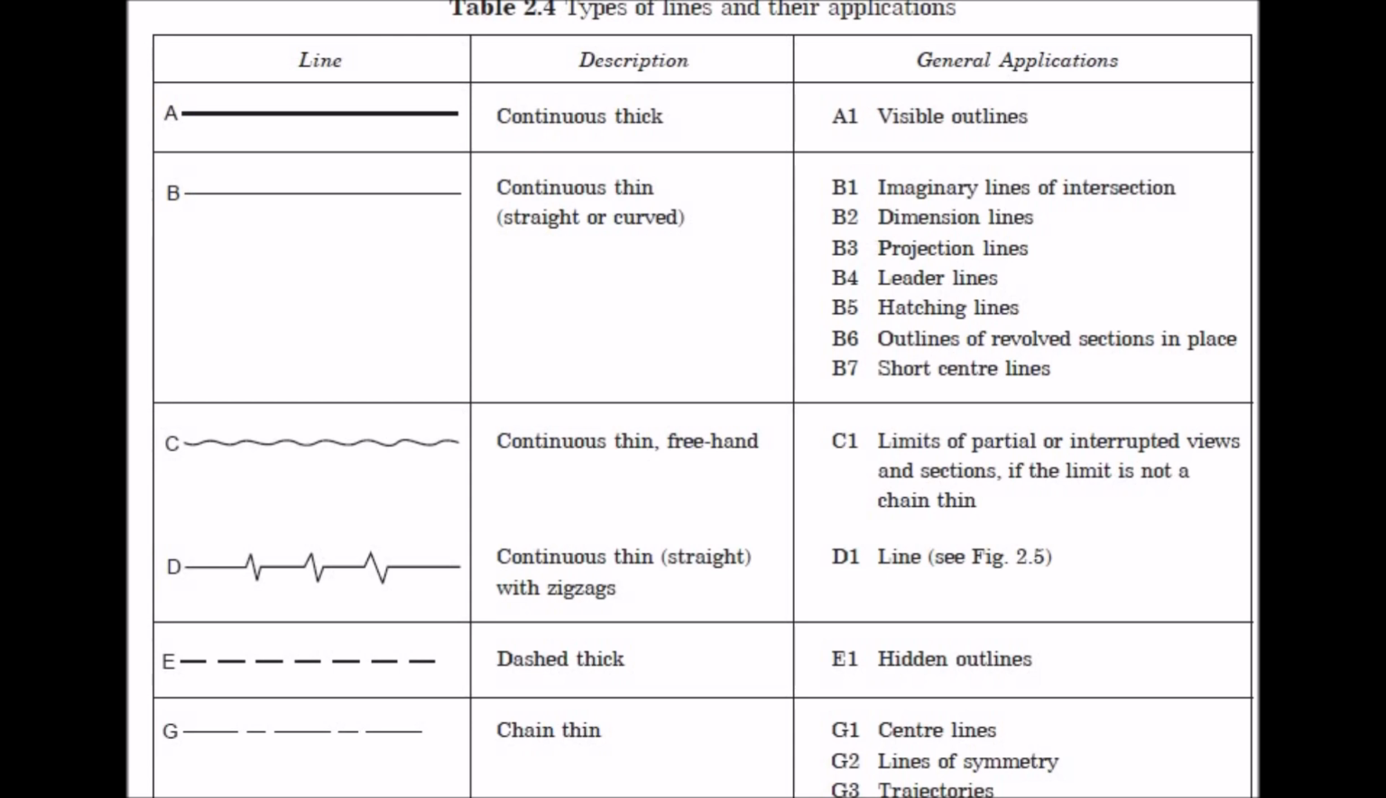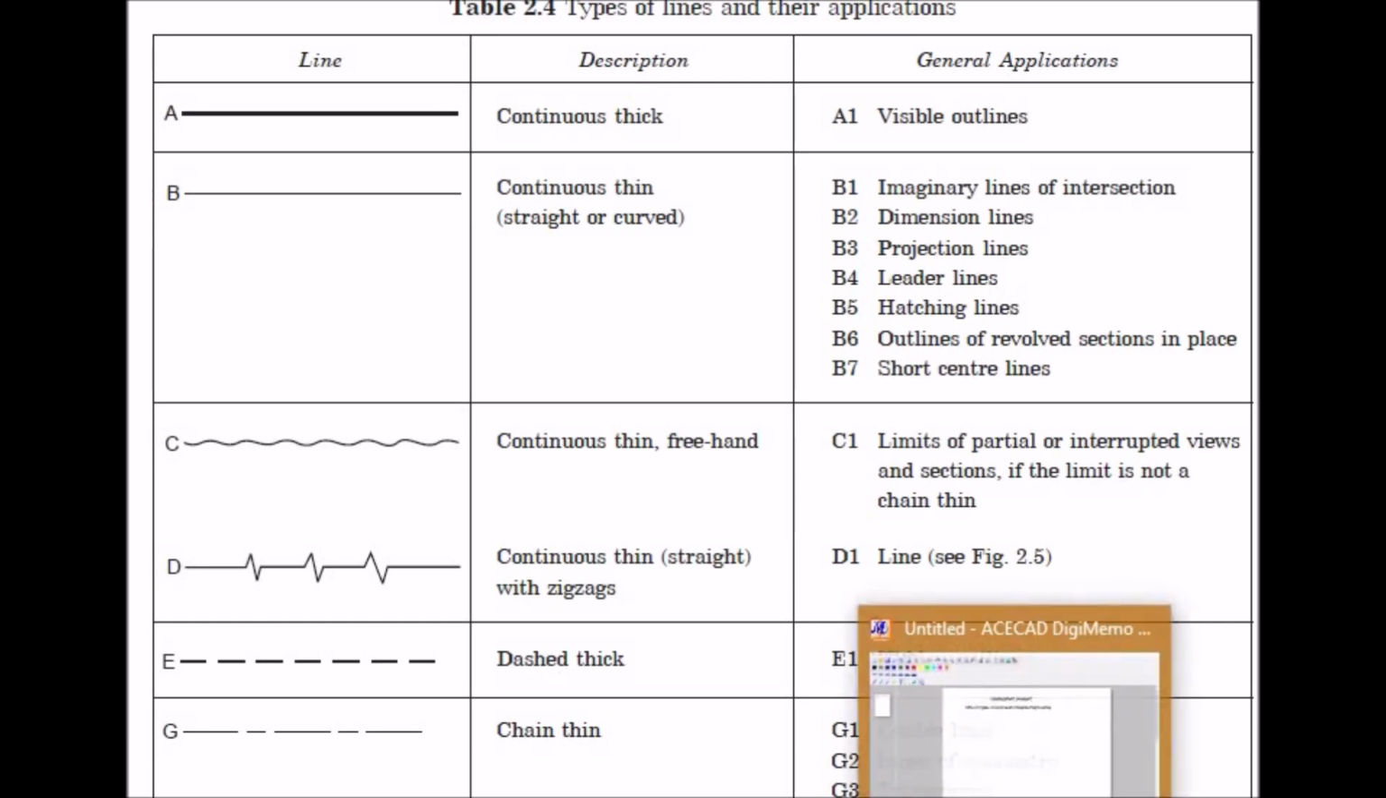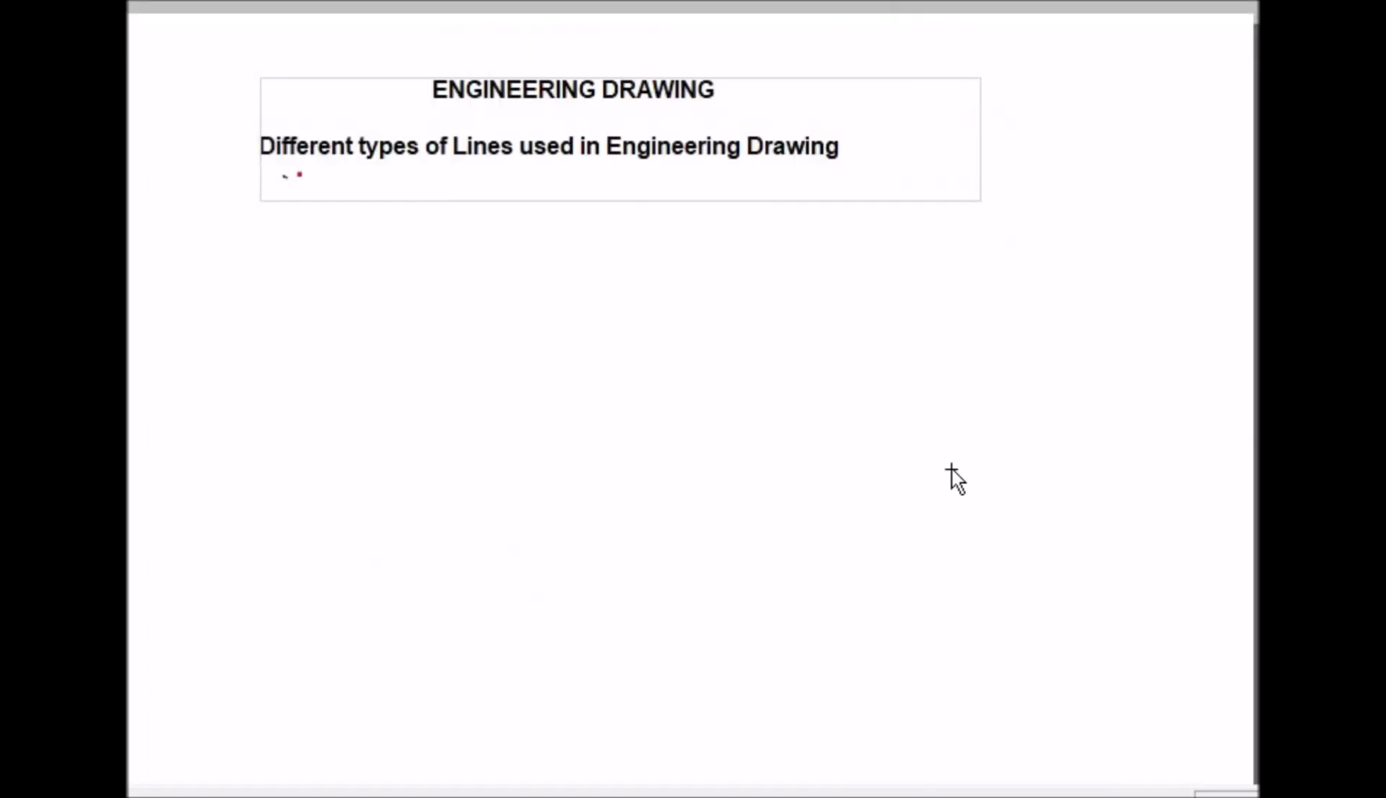So first in the list is line A. You can see here line A, thick continuous line. In general application, these are visible lines. Let us have a small discussion on this. For example, you want to draw a simple, let us say, a rectangle. To draw this rectangle, we may use a number of constructional methods.